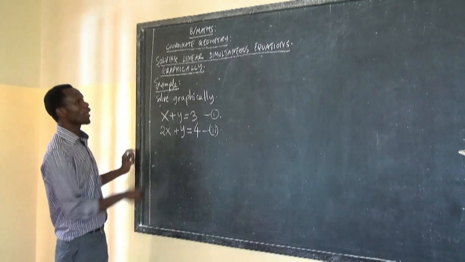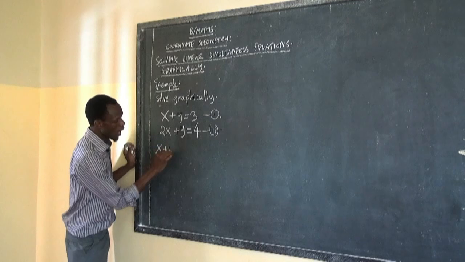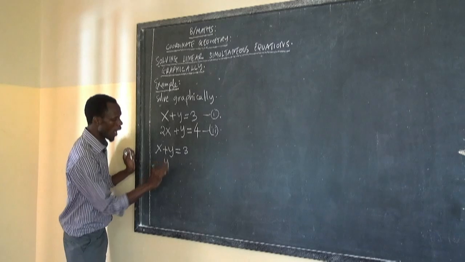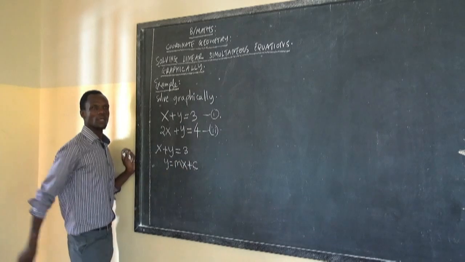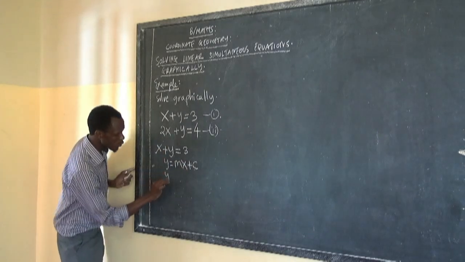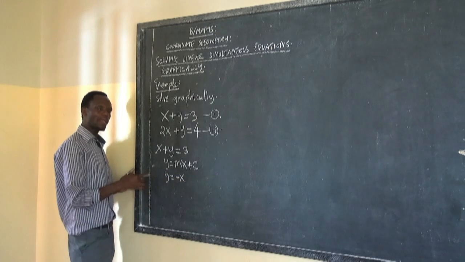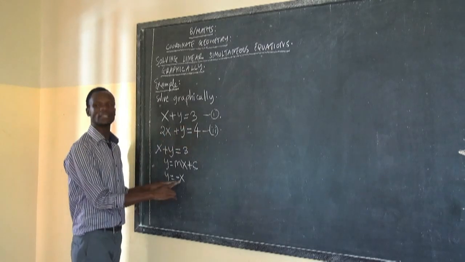So you start with the first equation. The first equation is x plus y, which now is equal to 3. You write your equation in the form of y is equal now to mx plus c. That is to say, this is y is equal now to negative x. Why negative? Because this x is taken to the other side and then it becomes negative.